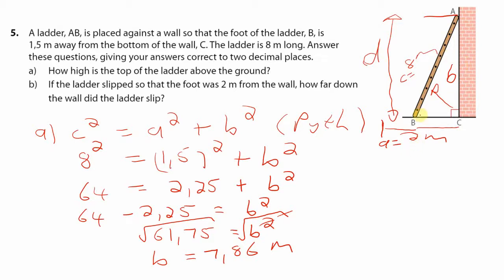Okay, so now since it becomes 2 meter, we know the length of the ladder wouldn't have changed. That will still be 8 meter. What would change is the height, because it slipped down. So instead of being 7,86 meter, this height should reduce a little bit. So we will have to calculate this new height.